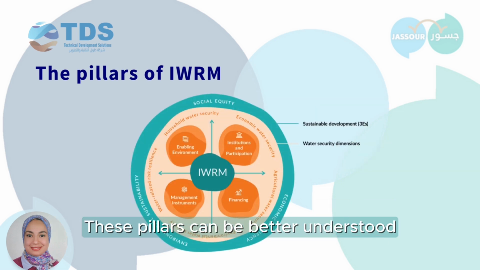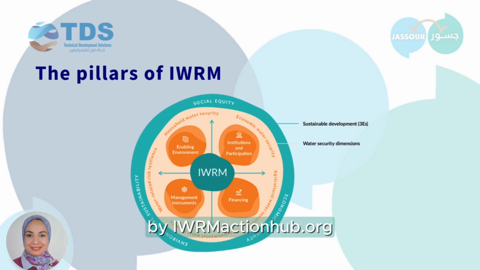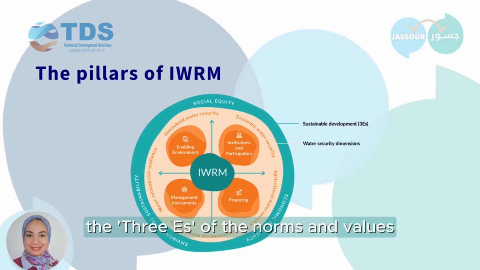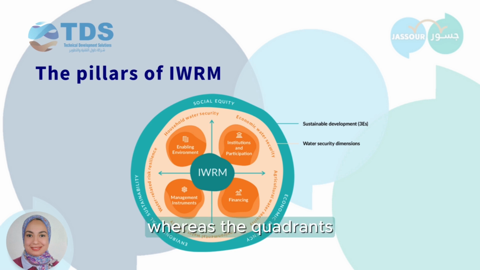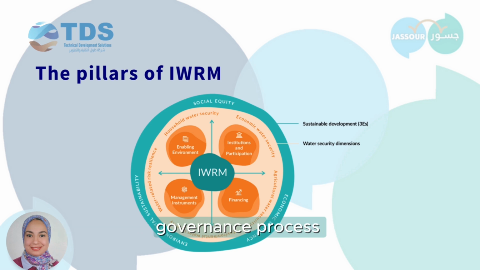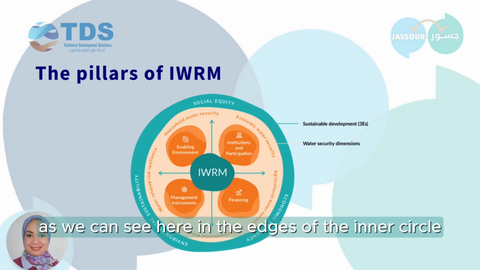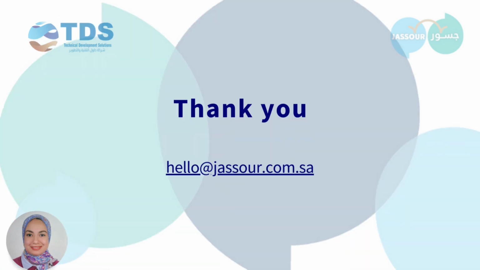These pillars can be better understood in this beautiful representation of the IWRM framework by iwrmactionhub.org. The outer circle includes the three E's of the norms and values, whereas the quadrants of the inner circle include the elements of the governance process, which are combined to achieve the different dimensions of water security, as we can see here in the edges of the inner circle.